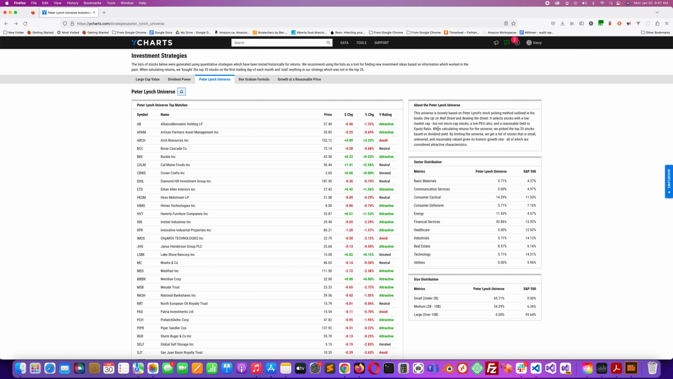I'll read it from right here from the Peter Lynch universe. It says it selects stocks with a low market cap but not microcap stocks, a low PEG ratio, and a reasonable debt to equity ratio. When calculating returns for the universe, we picked the top 35 stocks based on dividend yield. So by limiting the universe, we get a list of stocks that is small, unlevered, and reasonably valued given its historic growth rate, all of which are considered attractive characteristics. So it comes up with a group of 35 stocks.